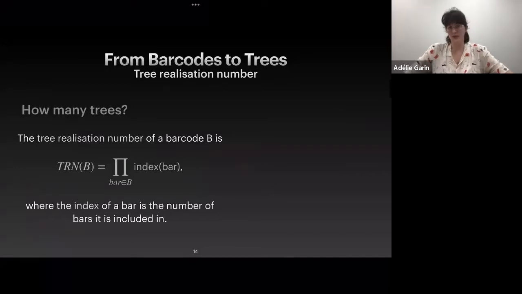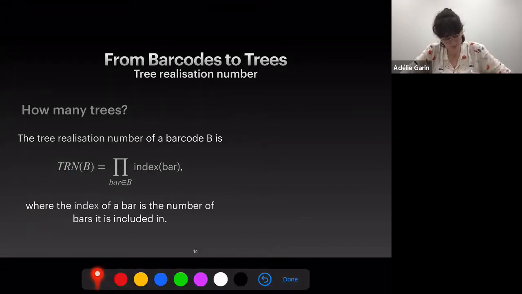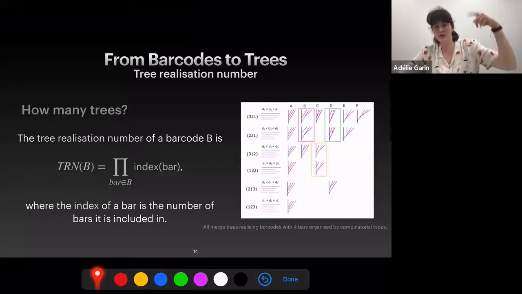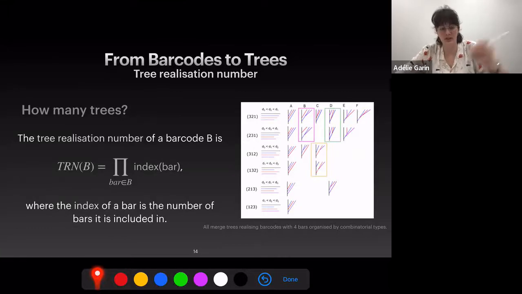The tree realization number of a barcode B, the TRN as I will call it from now, is the product of the indices of the bars, where the index of a bar is the number of bars it's included in. To give you an example, here we can classify barcodes by permutation type. Here the purple bar is included in all the previous ones, so its index is 3. The index of the red one is 2. The index of the blue one is 1. And we obtain n factorial, here 3 factorial, which is 6 possible trees.